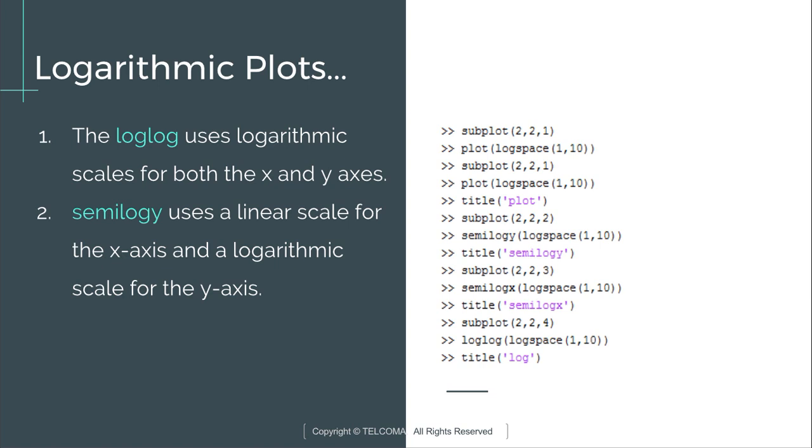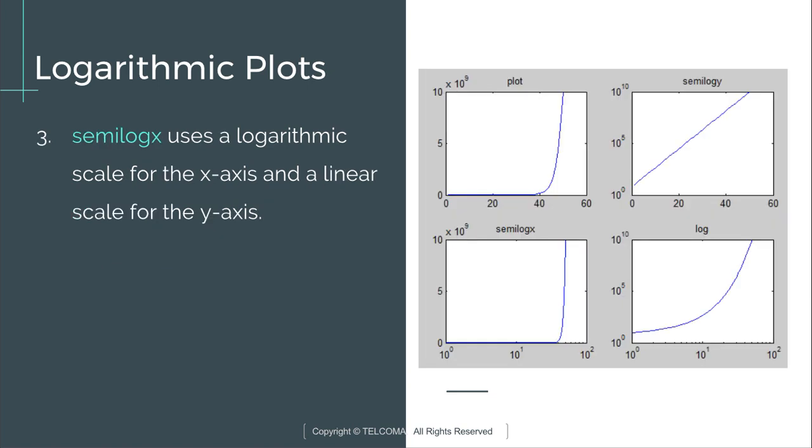We can also use the semilog_y command, which uses a linear scale for the x-axis and a logarithmic scale for the y-axis. Similarly, the semilog_x command is used, which uses a linear scale for the y-axis and a logarithmic scale for the x-axis, which is just the inverse of semilog_y. So here are some commands which are used, and output plots are displayed in the figure window.